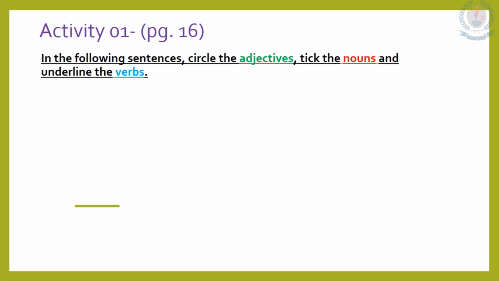Right? So the first one, I tripped over the uneven floor. Who is doing the action? I. I is the noun. Over what did I trip? The floor. Floor is also a noun. Now let's look at the adjectives. What type of a floor was it? It was an uneven floor. What's the verb? The action that happened was tripped. I tripped over the uneven floor.